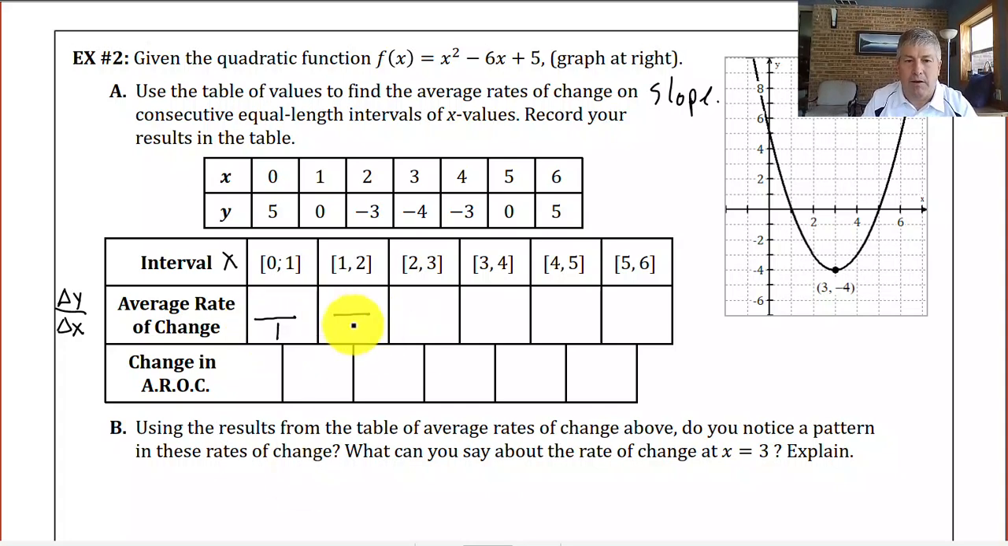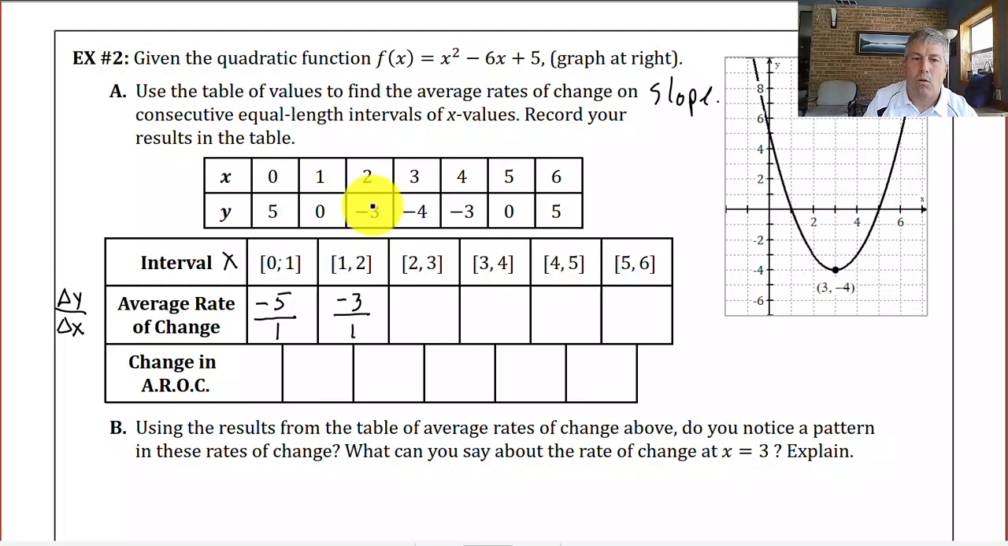So the denominator of these is 1. And our change in y, well, we just have to look at this. So we're going 0 minus 5. So the average rate of change from 0 to 1 is negative 5. And negative 3 minus 0 is negative 3.